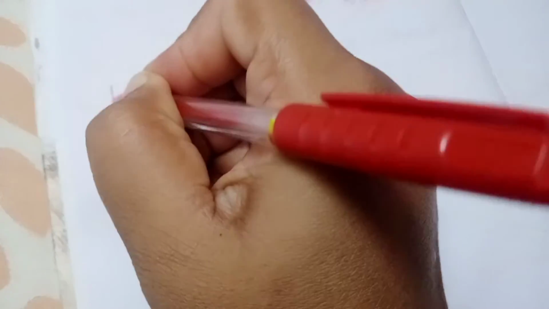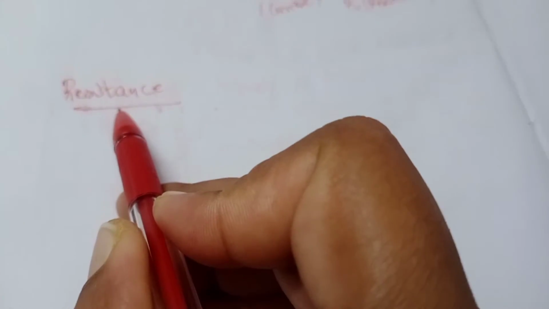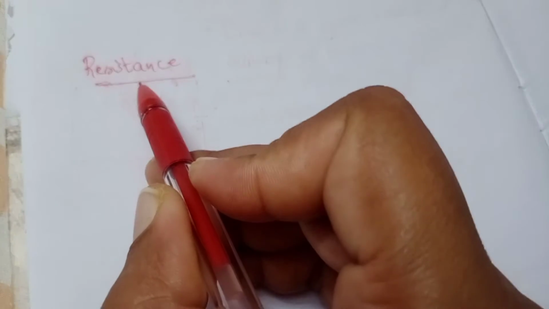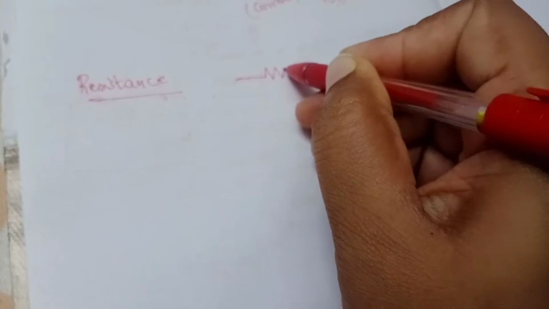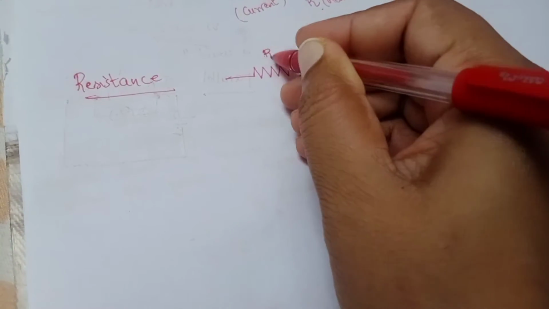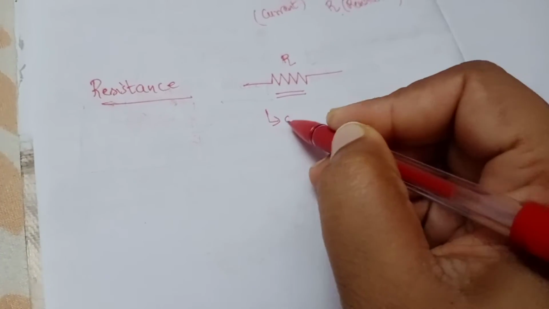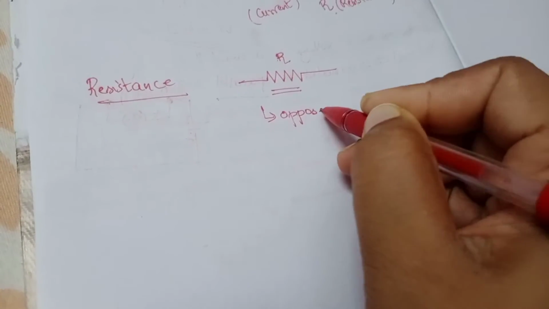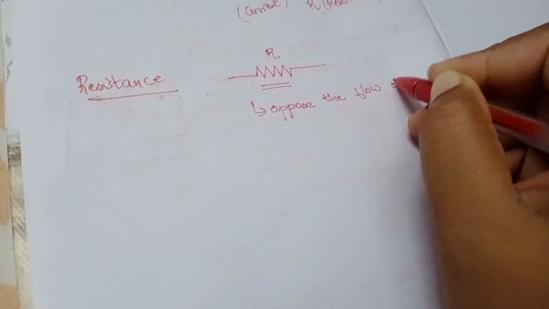Now let us see what we mean by resistance. We know that V is equal to I into R, and we heard about a term called resistance, right? So what exactly is resistance? We will represent a resistor by this. This is the symbol of a resistor. We'll mark it as R. What this resistance does is that it will oppose the flow of current. The resistance will always oppose the flow of current.